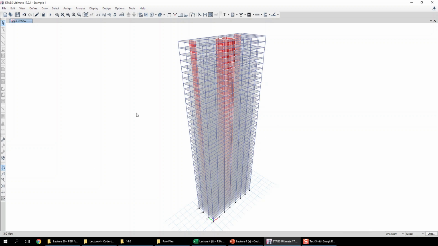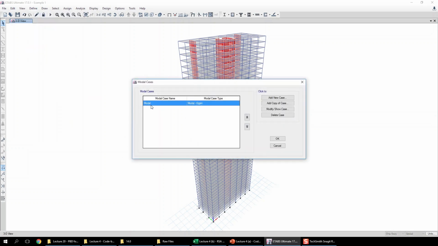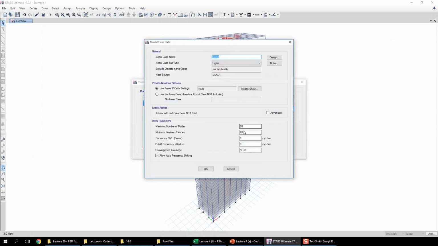Since we already know that the response spectrum analysis makes use of the mode shapes of the building, we have to check first whether we have set the right modal case here or not. So the modal case is set to eigen, which is the eigenvalue analysis, and I have set here the maximum number of modes as 20.